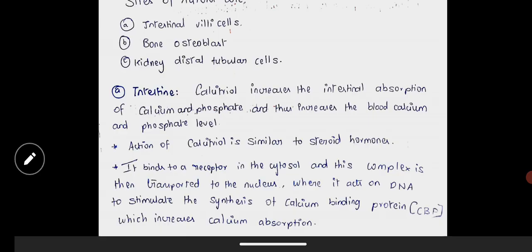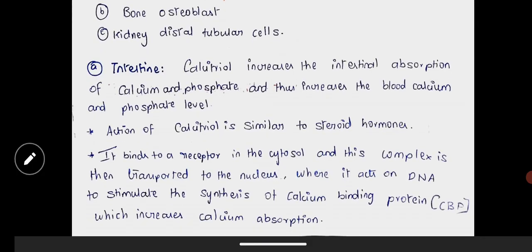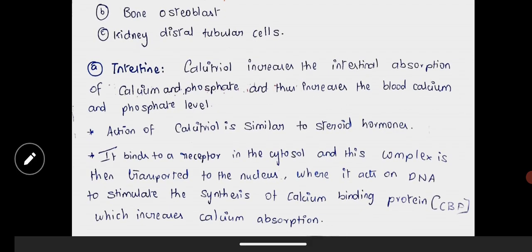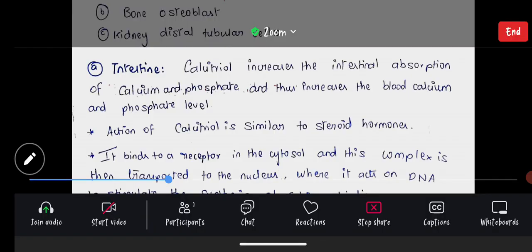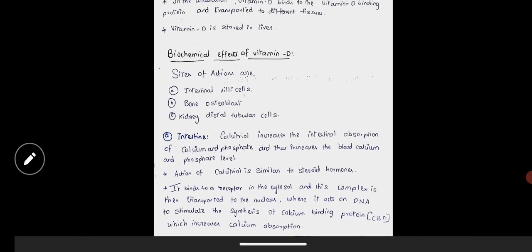So how does calcitriol increase the blood calcium level? By increasing the absorption of calcium from the intestine, and thus increasing the blood calcium level. The action of calcitriol is similar to steroid hormones. It binds to a receptor in the cytosol, and this complex is then transported to the nucleus, where it acts on DNA to stimulate the synthesis of calcium binding protein. That calcium binding protein increases the calcium absorption. Okay, simple, right?